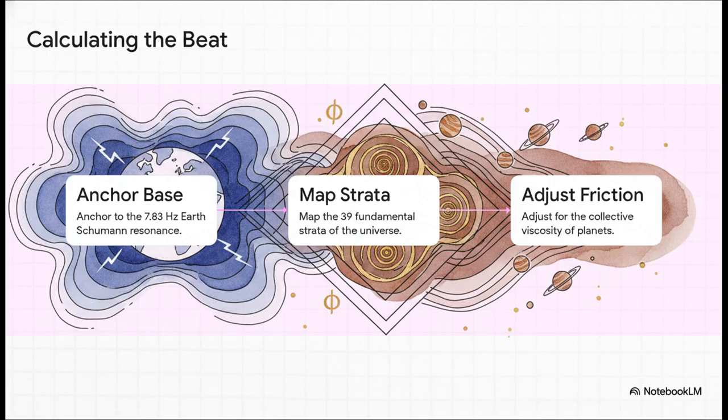First, it anchors the calculation to the Earth's natural frequency, the 7.83 Hz Schumann resonance. Second, it maps this frequency against those 39 fundamental strata and the golden ratio. And third, it calculates the temporal friction, that gamma value of 0.172, but it adjusts it for the collective viscosity of all 8 planets pushing through the fluid together. It's essentially treating the entire solar system as a network of fluid solitons interacting in a single, shared pool.